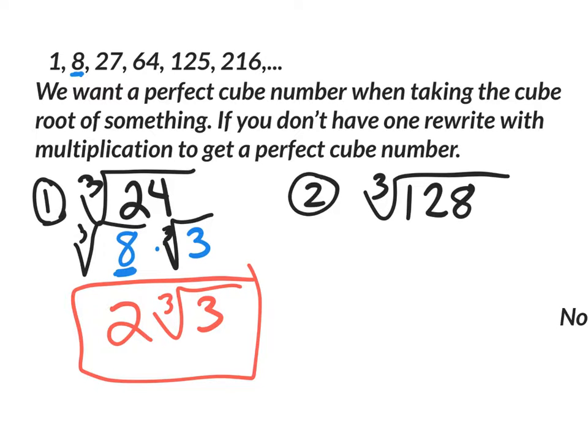How about number 2? Let's think about this. 128, is that a perfect cube number? 2 cubed is 8, 3 cubed is 27, 4 cubed is 64, 5 cubed is 125. So obviously it's not up there. Now I want to rewrite it with multiplication so I could get a perfect cube number. So what would I rewrite it as?